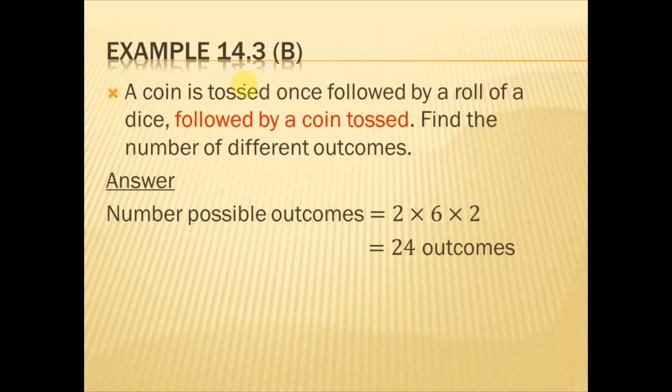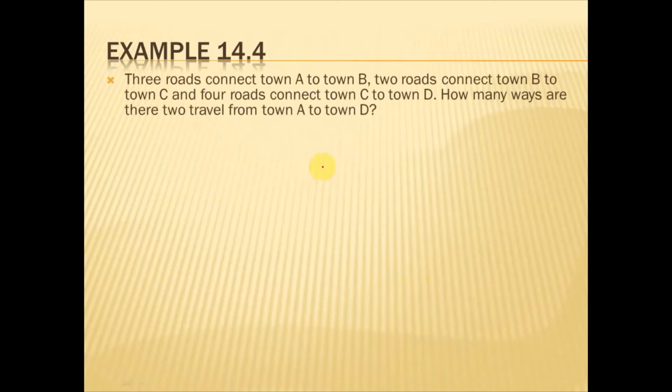Next, example 4.3b. We start with a coin toss, followed by a roll of a die, and then followed again by a coin toss. So the coin toss has 2, the roll of a die has 6 outcomes, and then followed again by 2. Therefore the number of outcomes is 24. So let's look at another example.